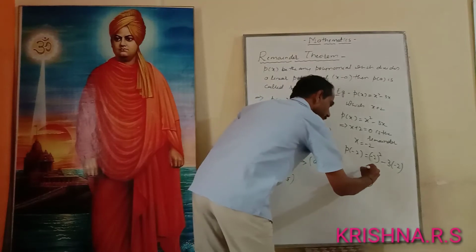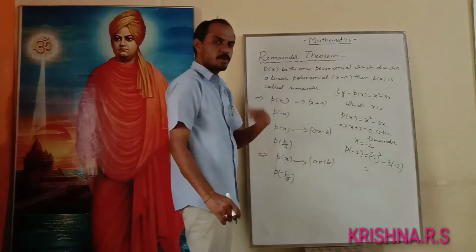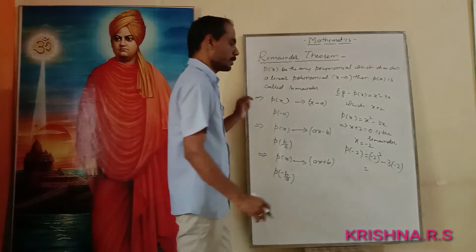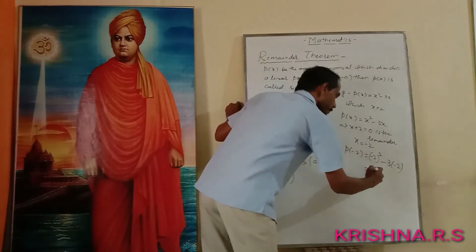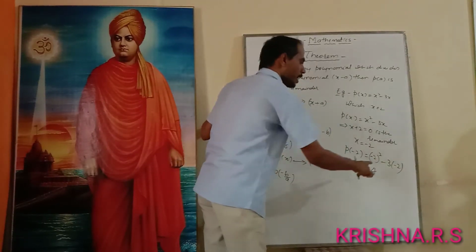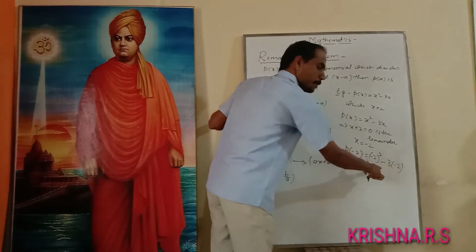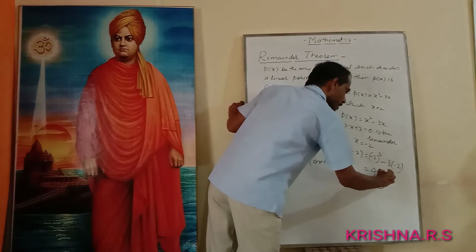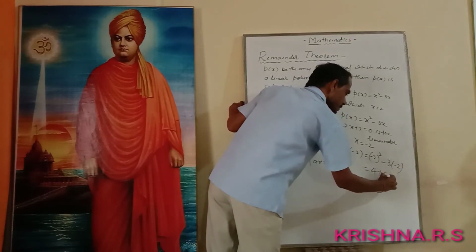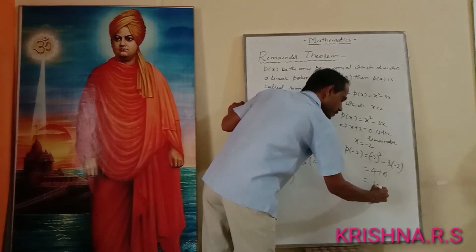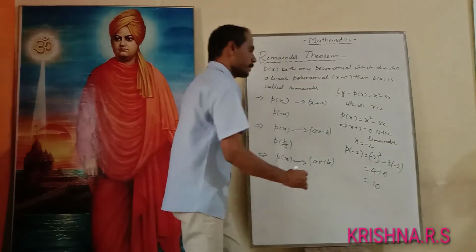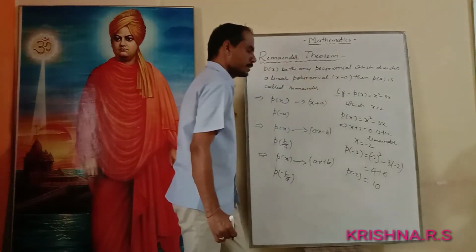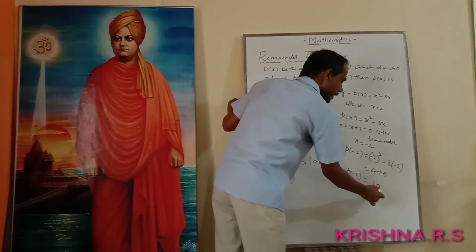You know, whether it is negative or positive, the square of any integer is always positive only. Minus 2 square becomes plus 4. Now we first multiply the sign: minus into minus becomes plus. Next, 3 twos are 6. So 4 plus 6 is equal to 10. P of minus 2 is equal to 10. Here 10 is the remainder.